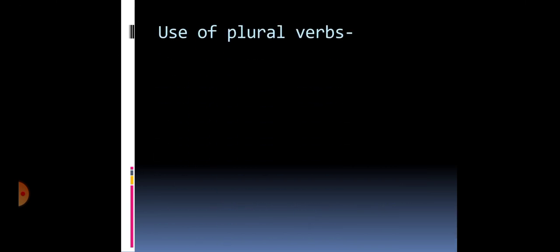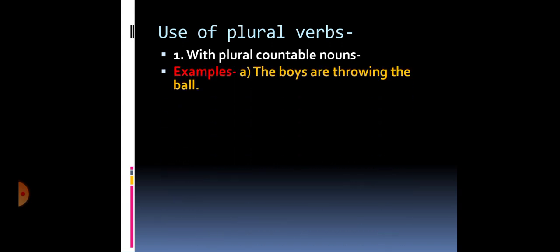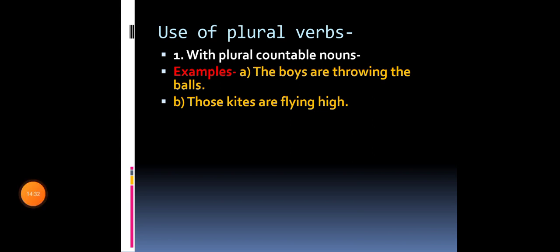Now let's know where we use plural verbs. First, with plural countable nouns. For example, the boys are throwing the ball. Next example, those kites are flying.